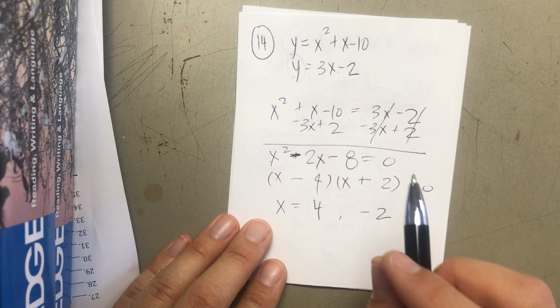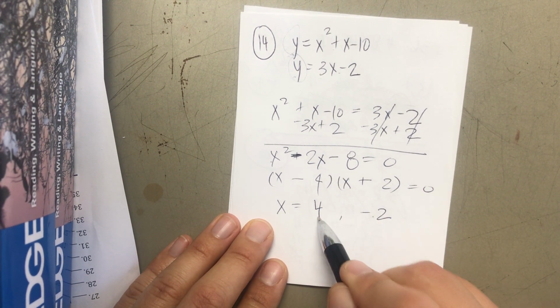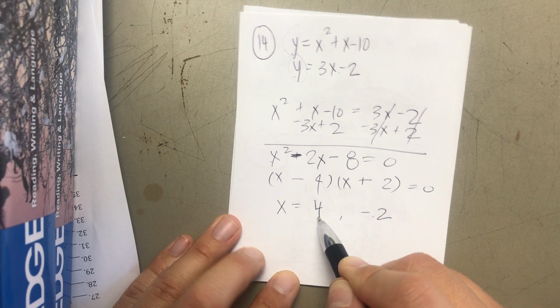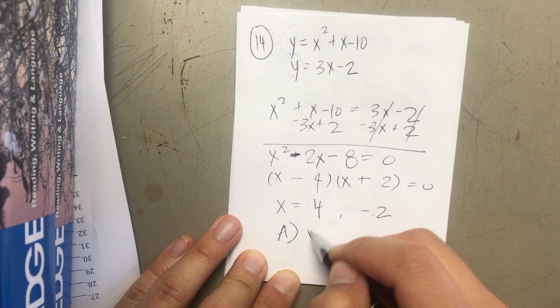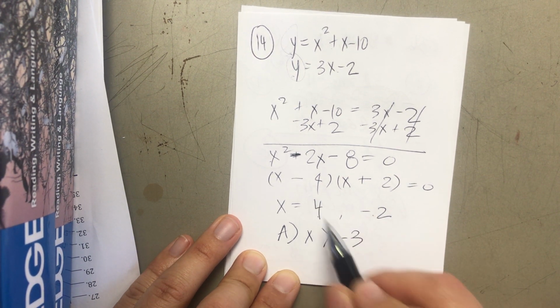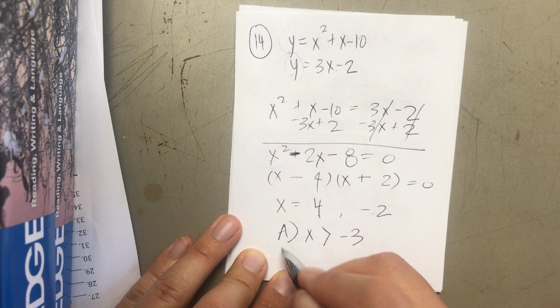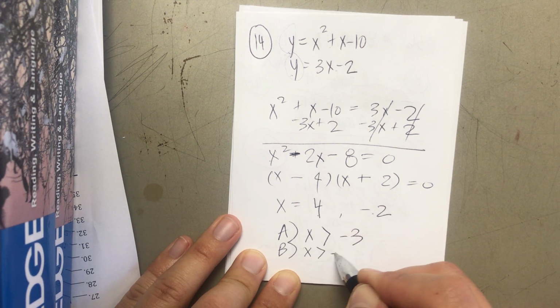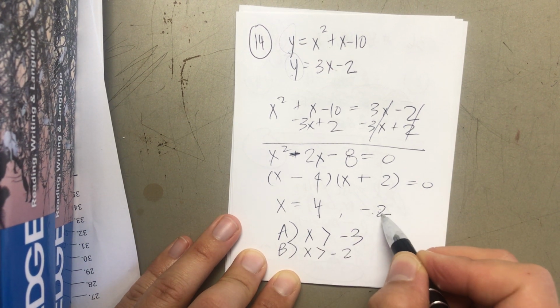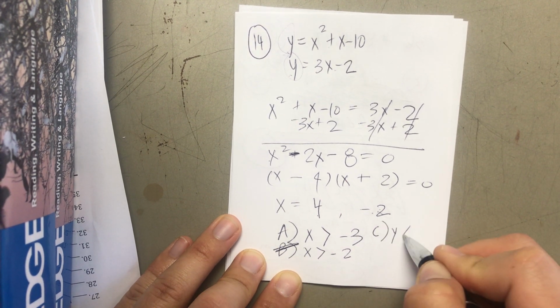So you know that both values here are negative 2 and 4. If you look at A, it is the answer because x is greater than negative 3. Negative 2 is greater than negative 3, and 4 is greater than negative 3. You could use process of elimination because B says x is greater than negative 2. No, we know that one of them is this. So cross out B. If you go to C, y is less than 4.